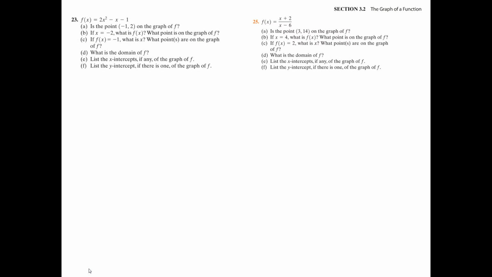Alright, 23. Letter A, parabola 2x squared minus x minus 1: is the point (-1, 2) on the graph? If x is -1, then y is 2 plus 1 minus 1. The y value is 2. So the answer to this question is yes.